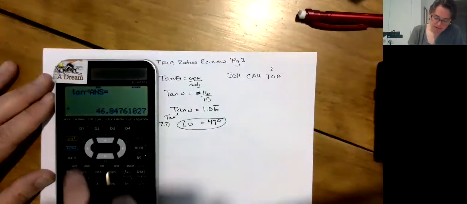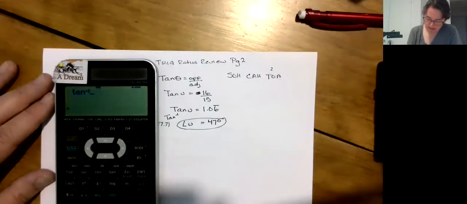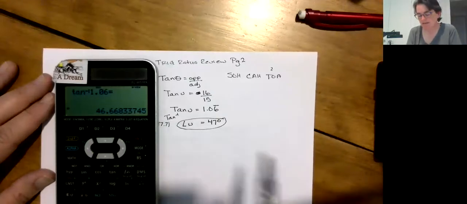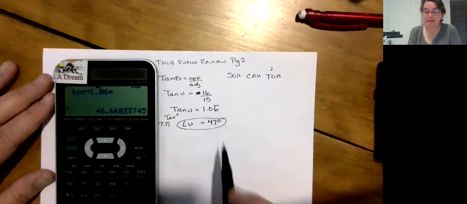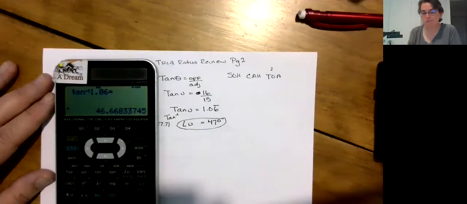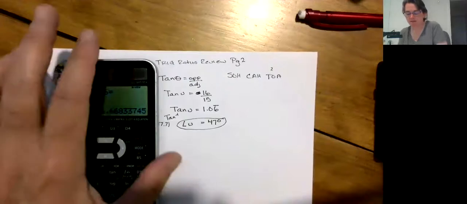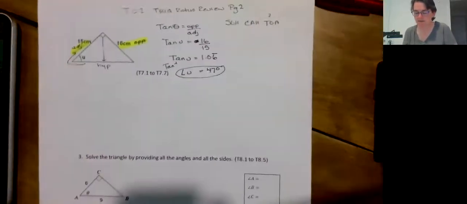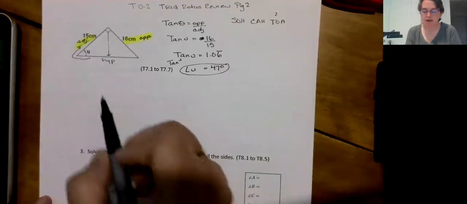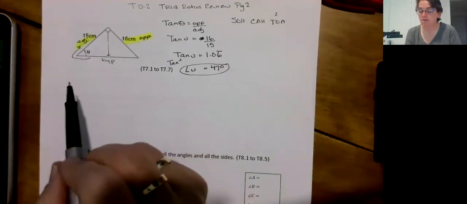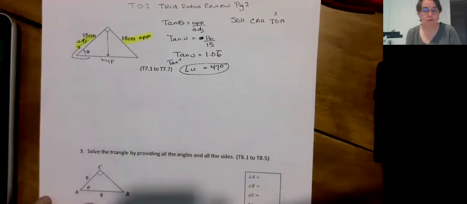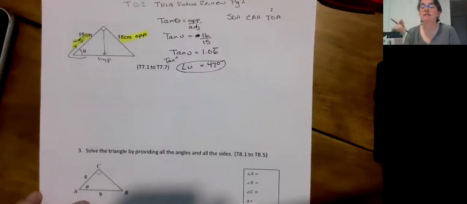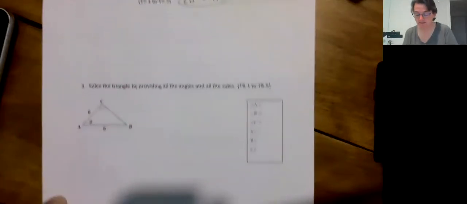Now, if I go second tan and 1.06, you know what, it would still round to the same thing. That one was closer. This is the exact value if I just do it, but when you round it to one decimal place, it's still going to work. All right, cool. By the way, if you wanted to find the hypotenuse, you could use cosine, or you could use Pythagorean's theorem. But Pythagorean's theorem is a different section, so we're not going to touch that here.